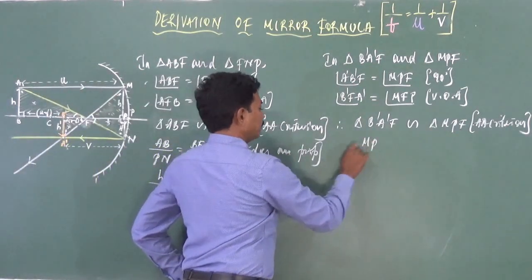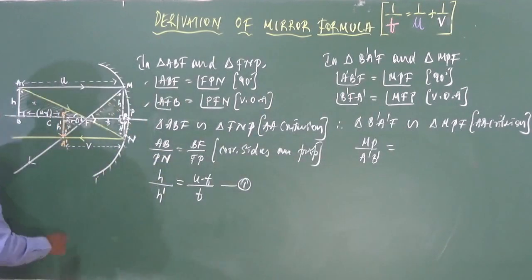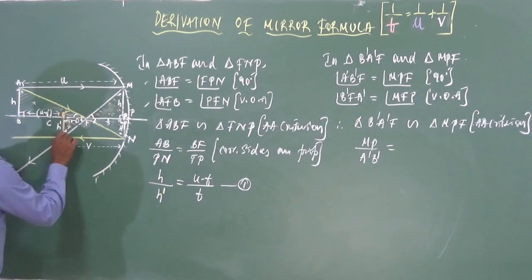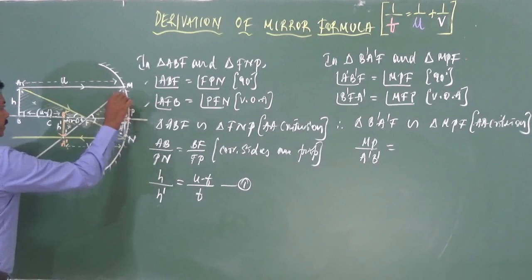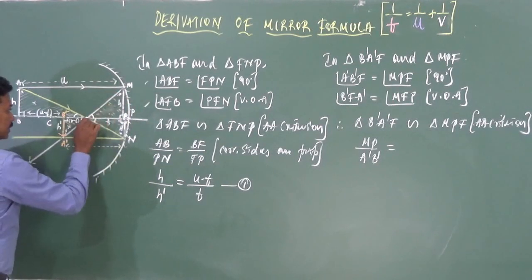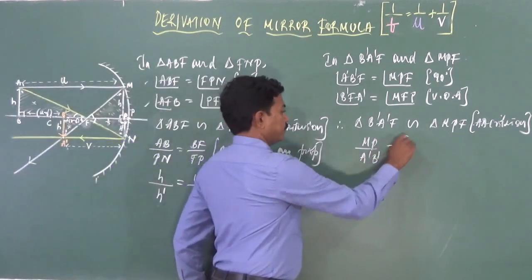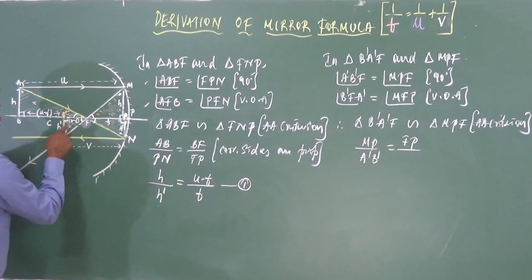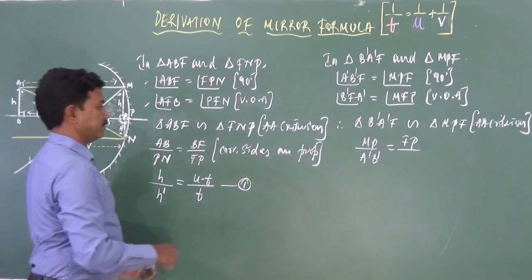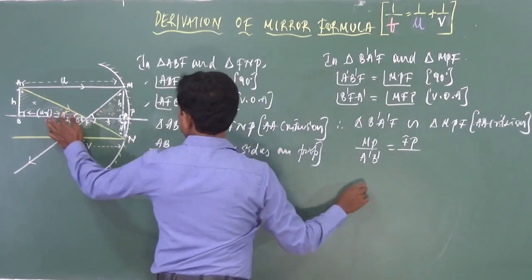MP by A dash B dash is equal to, now we will take the side opposite to the third angle. This is the third angle here. First we will take this triangle. So for the third angle, opposite this is F, that is FP, by, so in this triangle the third angle is this, so opposite to this is V minus F. So it's already here, that is B dash F.